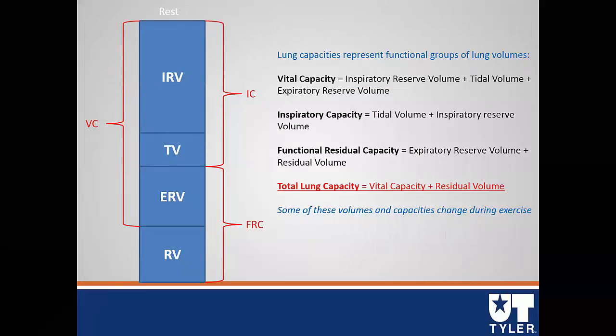Okay, so if we then look at how we can lump these together, if we think about comparing them, lung capacities represent functional groups of lung volume. The first is the vital capacity. Again, as we talked about, the vital capacity is inspiratory reserve volume plus tidal volume plus expiratory reserve volume.